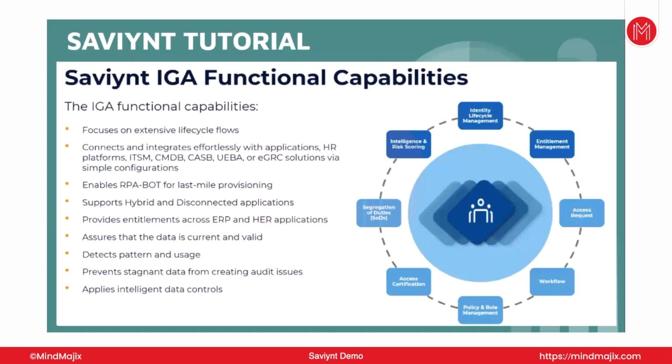Then we have assures that the data is current and valid. If the data is not valid and current, it is a huge liability for any organization. You always need to have the current data in the system. That is a must-have factor everywhere. Next, detects pattern and usage.